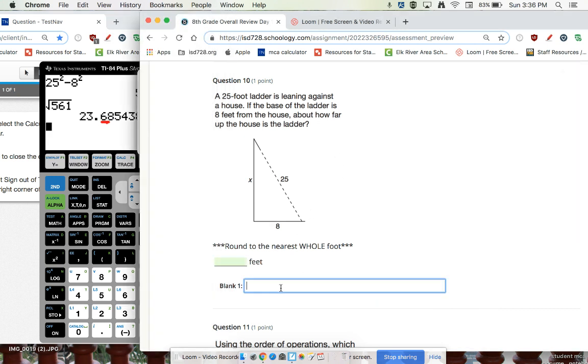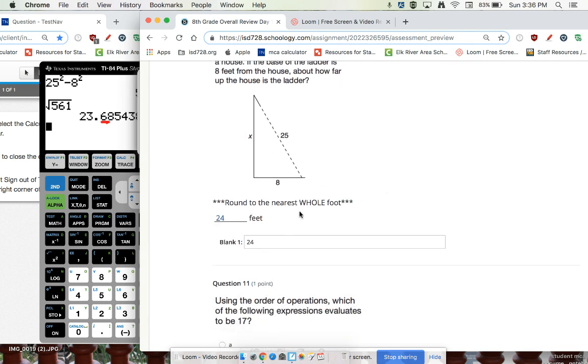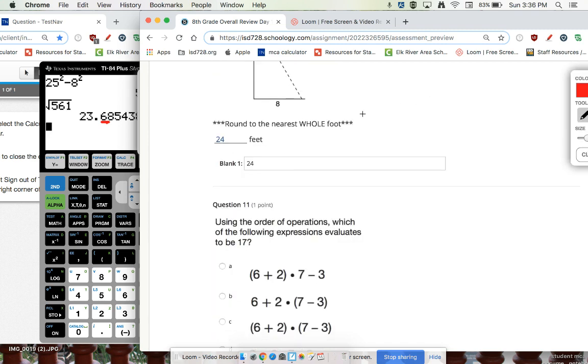So 24 feet would be how high up it is. And check to make sure that it makes sense. Remember, the hypotenuse has to always be the biggest measure. So 25 is bigger than the 8, and 25 is bigger than 24. So yep, I'm doing good.